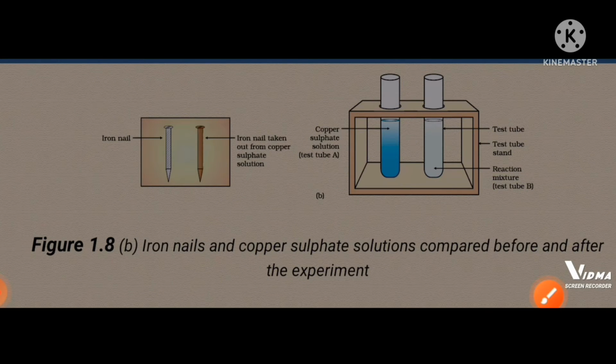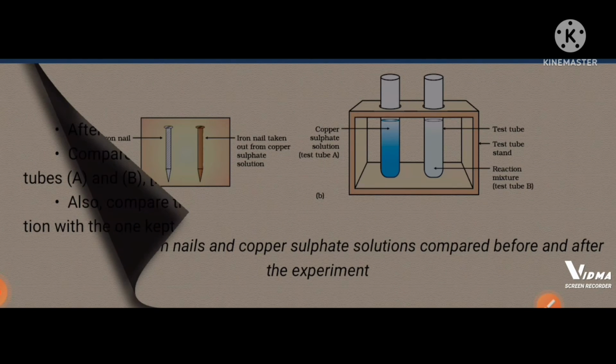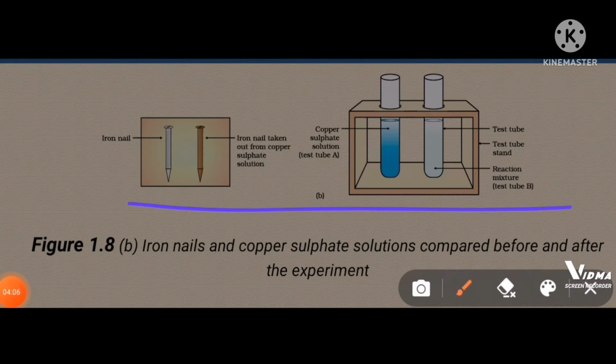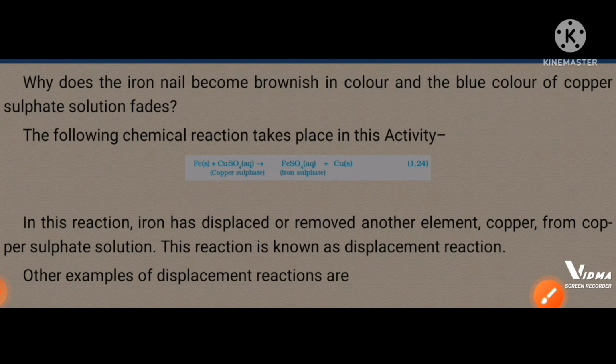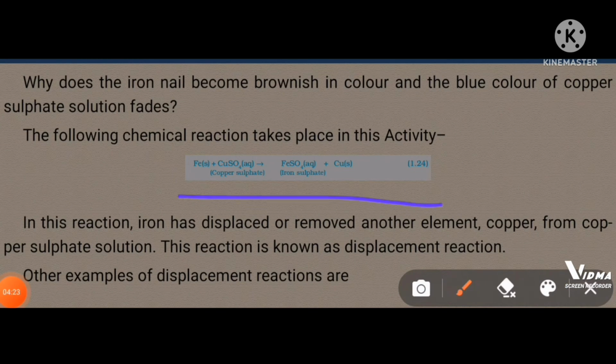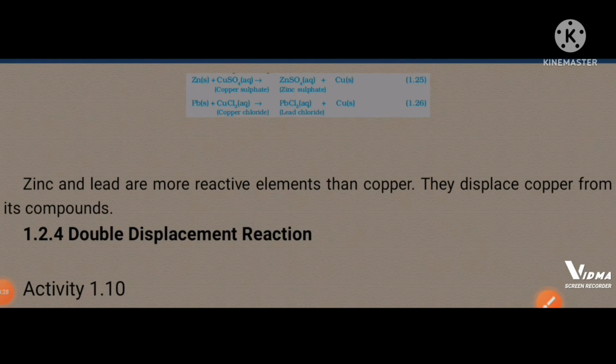Now see the next activity. Here see the change. This is the change taking place before and after, the color changes to green. This is the equation of this reaction that we have already discussed. Now next, zinc. What happens when zinc reacts with copper sulfate?